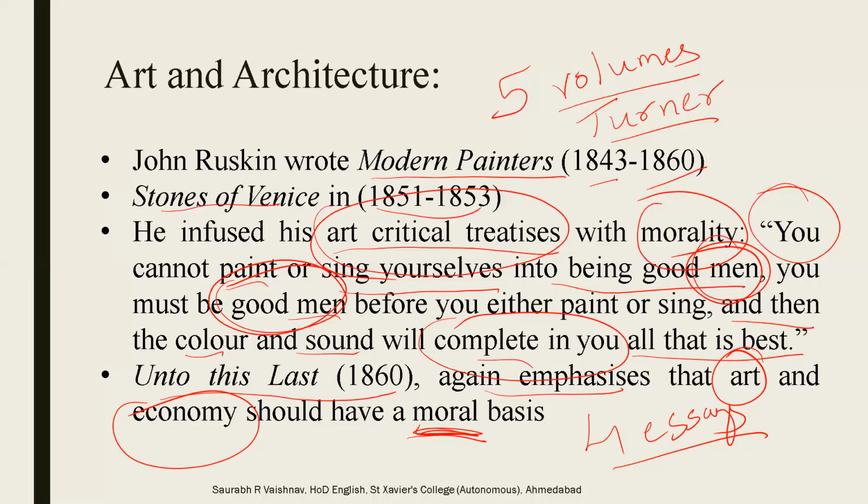If I can share a very important aspect about this work, it is that this work had a huge influence on Mahatma Gandhi. Mahatma Gandhi was highly influenced when he read this work, and this work instilled in him the ideas to fight with non-violence. So that is John Ruskin's contribution to art and architecture.